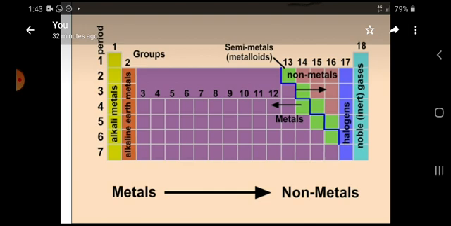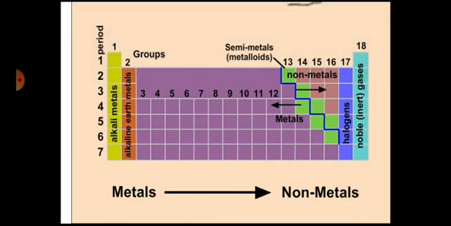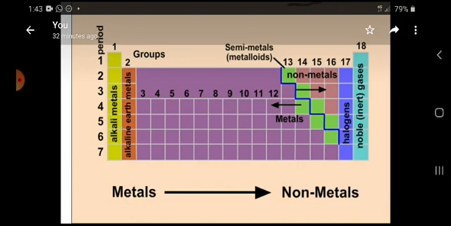The change from metallic to non-metallic character is not abrupt, as shown by the thick zigzag line. The elements in the zigzag line, for example, silicon, germanium, arsenic, antimony, and tellurium, bordering this line and running diagonally across the period in the periodic table, show the properties that are characteristic of both metals and non-metals.